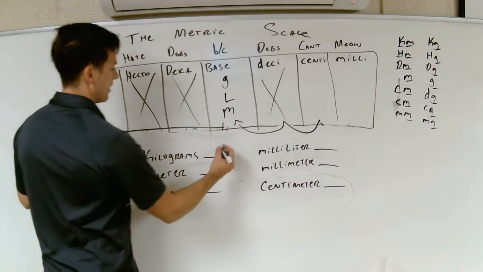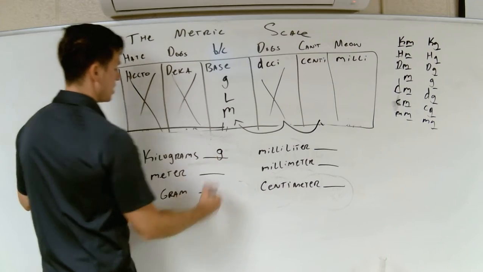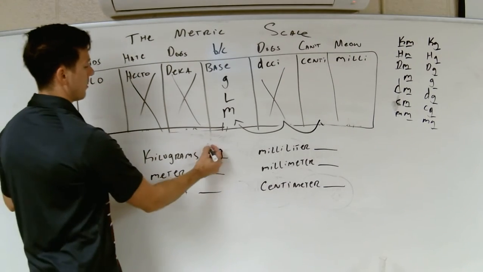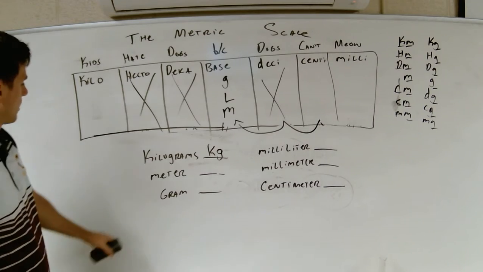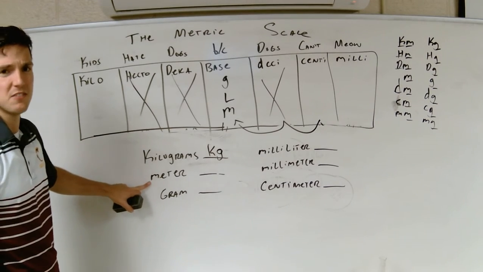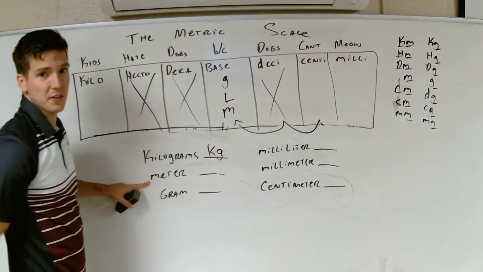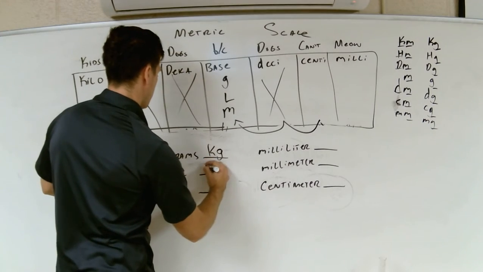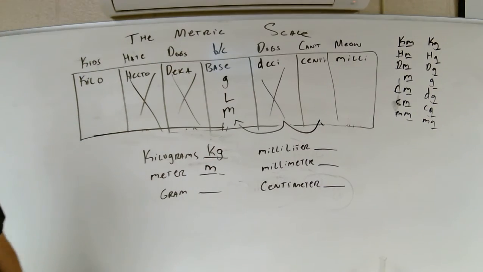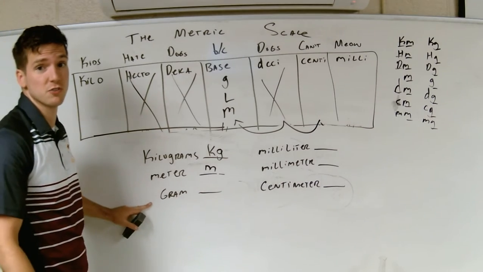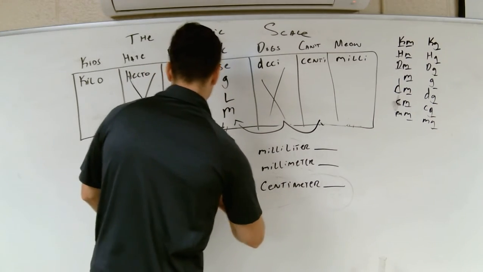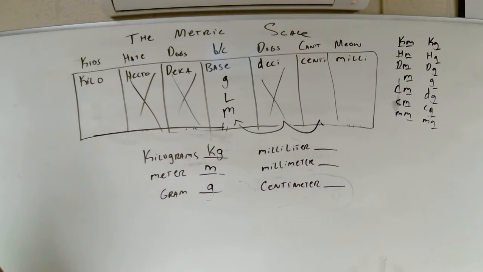Kilograms. I know grams is g, and kilo is lowercase k, so kilograms is kg. Meter, that's just my base unit. It doesn't have kilo, centi, or milli in it, so it's just m. Gram, that's just my base unit as well. It doesn't have a kilo, centi, or milli in front of it, so it's just regular g.